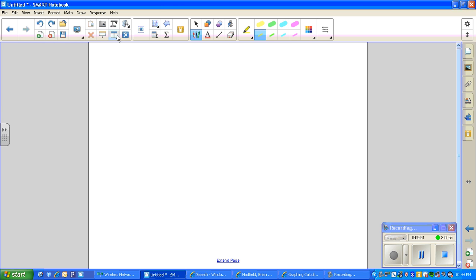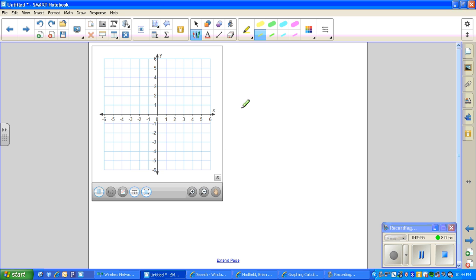Let's get a clean page here. It's getting kind of cluttered. We'll get on the coordinate plane, and we'll get an equation. Let's take a look at, let's do something like y equals 2/3 x plus 1.